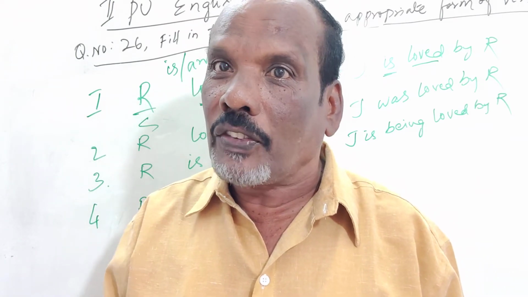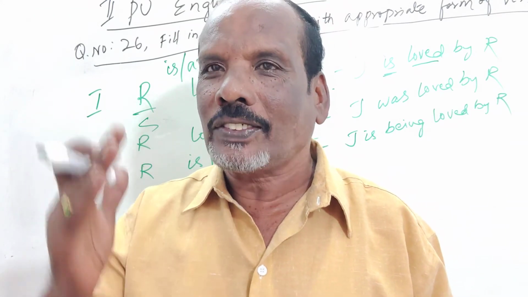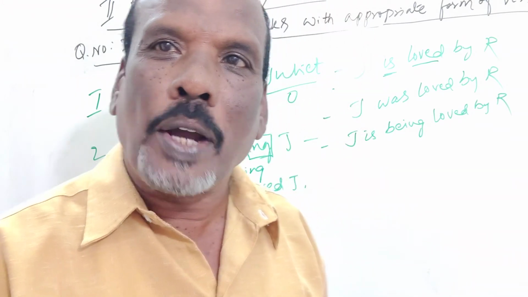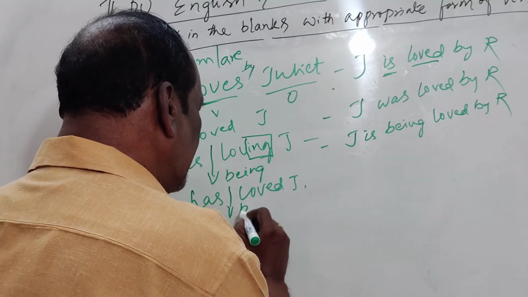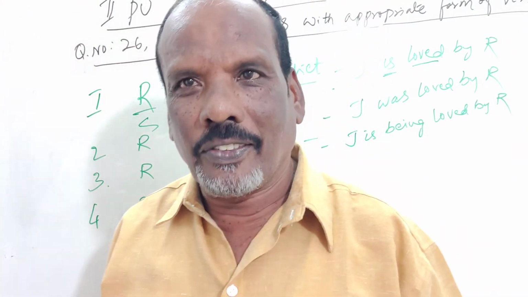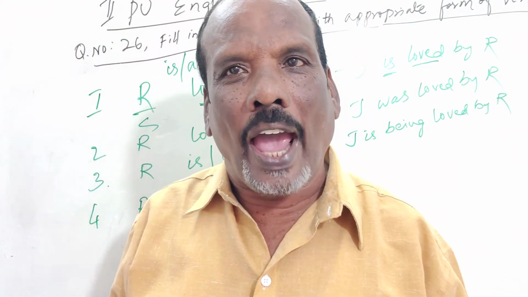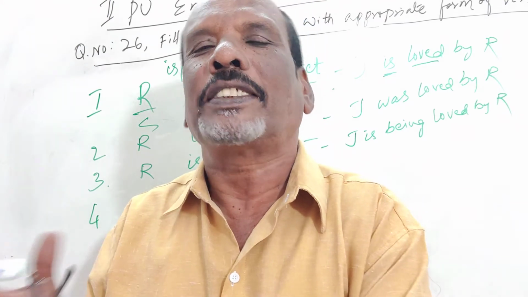So, if you come across any one of has, have, had, you have to use been. Where does it have to be used? In between the two verbs. Already, when you come across has, have, had, the next main verb will be in past participle.